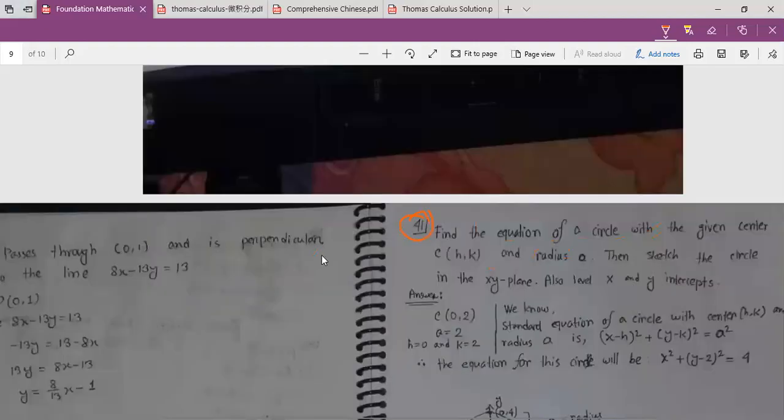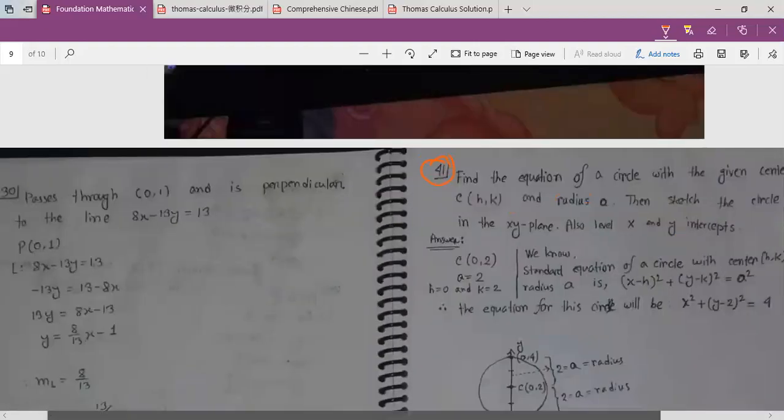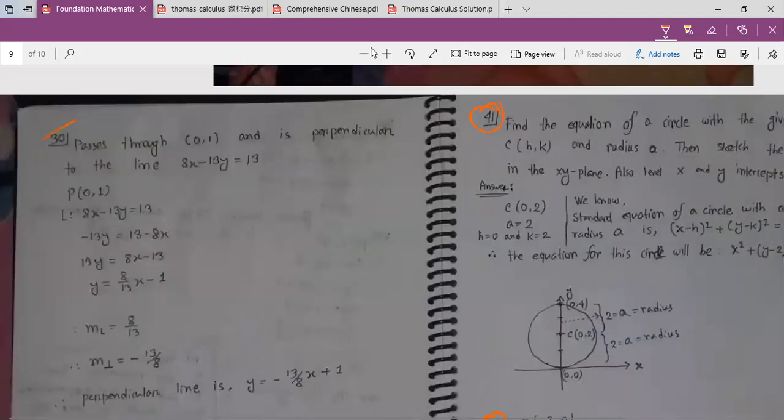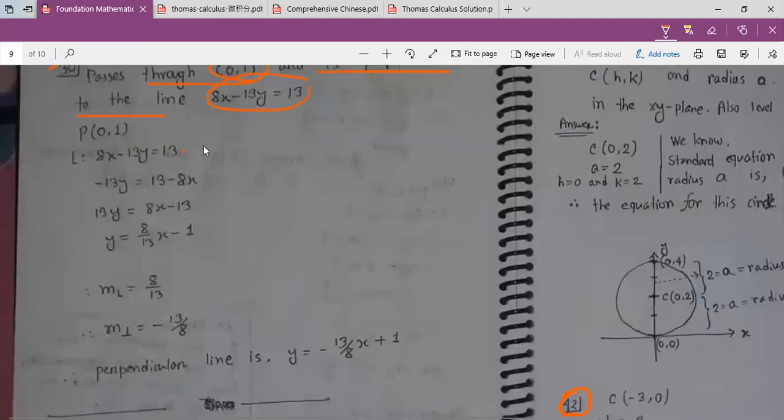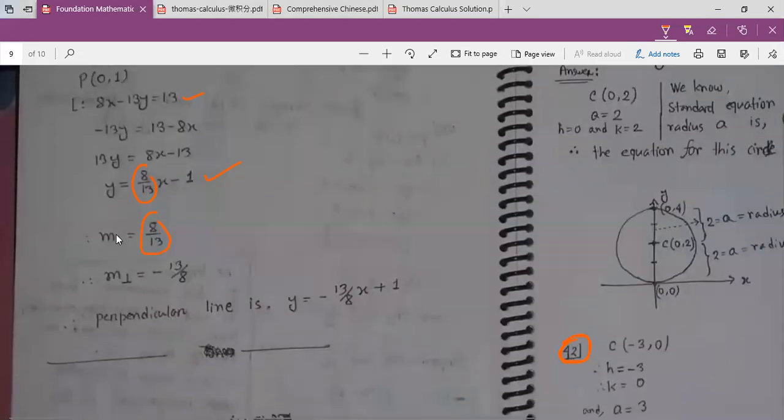Next, let's move forward to number 30. We have to draw a line that is going to pass through (0, 1) and is perpendicular to the line 8x minus 13y is equal to 13. So we have to convert this equation to y equal to mx plus b. So here m1 is equal to 8/13. For m1 equal to 8/13, what will the reciprocal slope be? This is the slope of our perpendicular line.